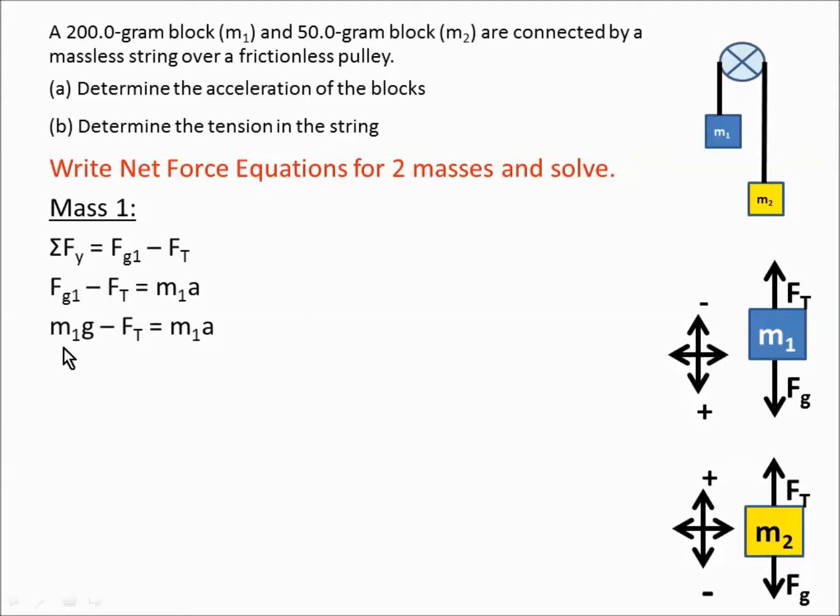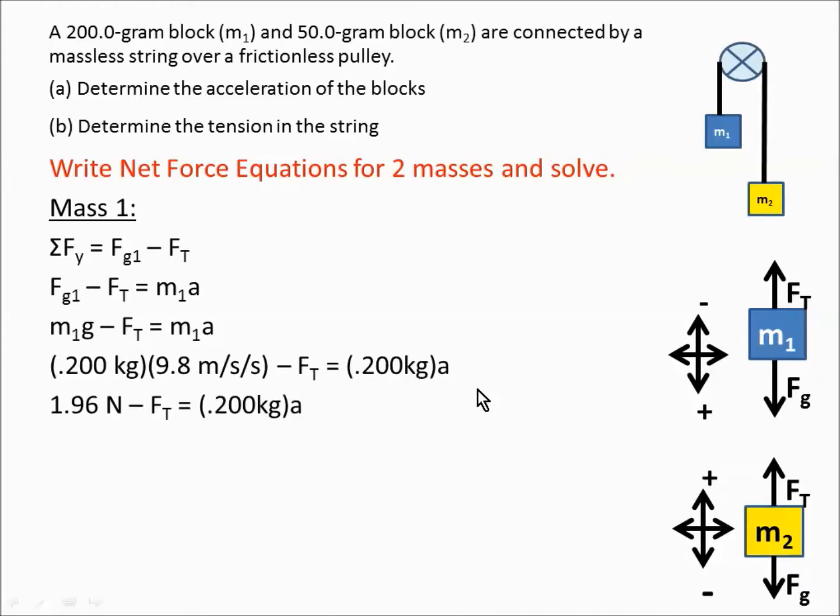For the force of gravity of mass 1, it's mass 1 times gravity, minus the force of tension, equals mass 1 times a. We can put in our numbers because we have a mass, and we can put it in both parts. We're still going to end up with an equation that has two variables, force of tension and acceleration. But this is our first equation that we'll use. We're going to isolate the variable tension. We're going to rearrange the equation and get tension by itself, and the force of tension is 1.96 newtons minus 0.2 kilograms times acceleration.